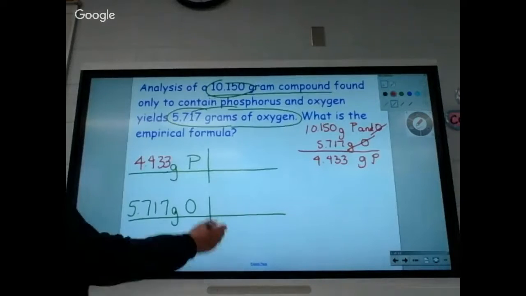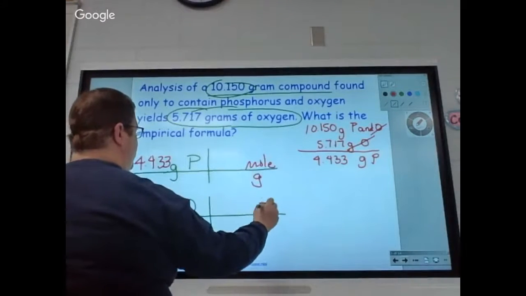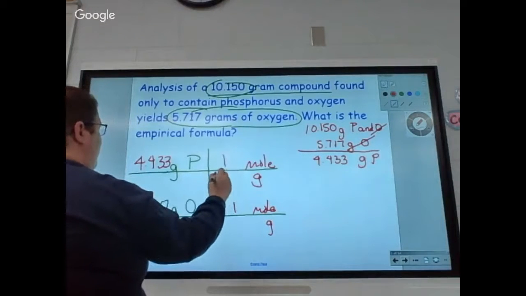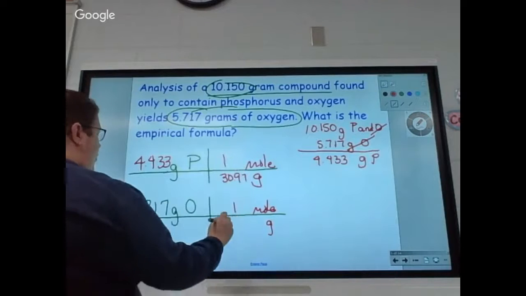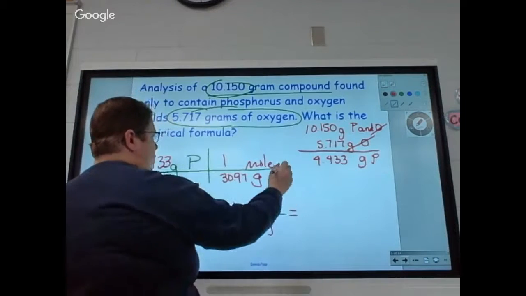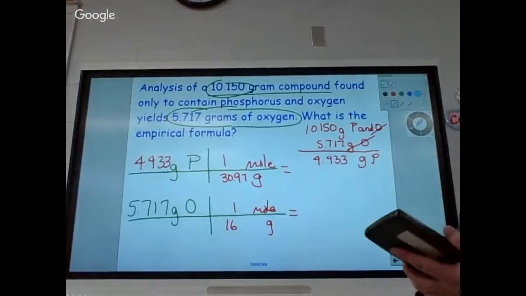All right, so you had grams, moles, grams. We had ones. What do we have here? 30.97. Okay, if you rounded to 31, it won't make any difference in your answer at all. It will not change your answer, so don't worry about that.